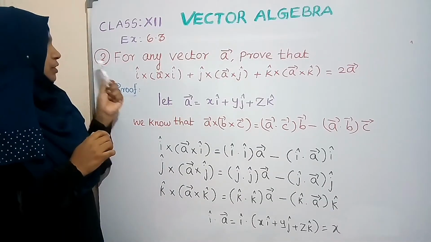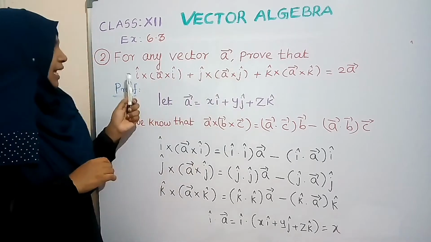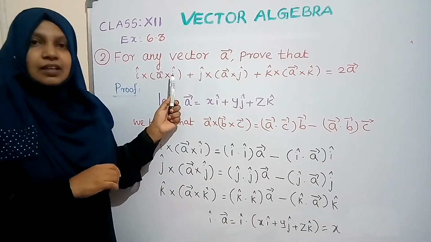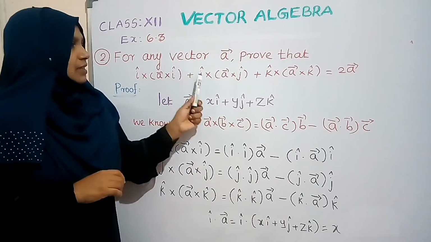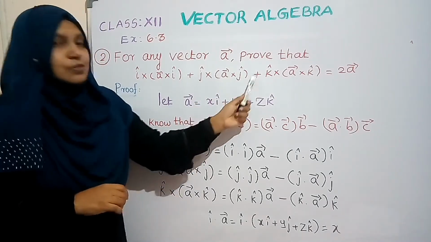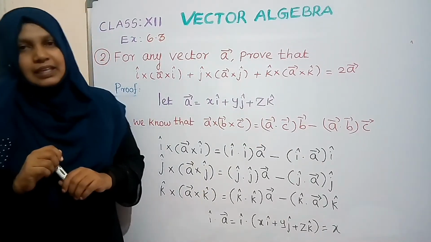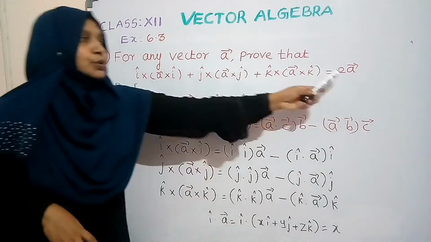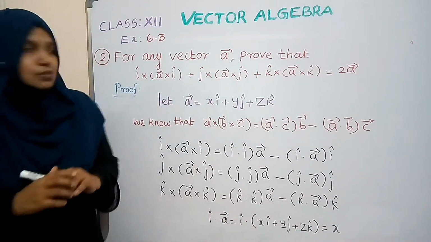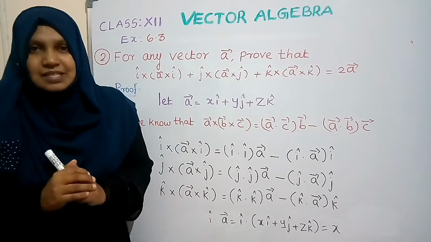Now see question number 2. For any vector A vector, prove that i cap cross A vector cross i cap, plus j cap cross A vector cross j cap, and also plus k cap cross A vector cross k cap, which is equal to 2A vector. Okay. So here see, in each term we have a vector triple product.